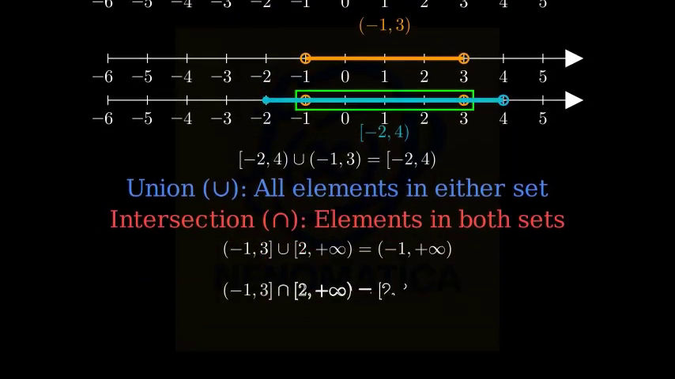Our final results are (-1, 3] union [2, ∞) equals (-1, ∞). (-1, 3] intersection [2, ∞) equals [2, 3]. [-2, 4) union (-1, 3) equals [-2, 4).